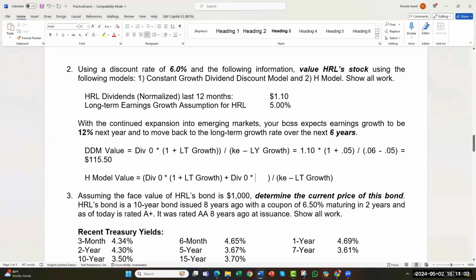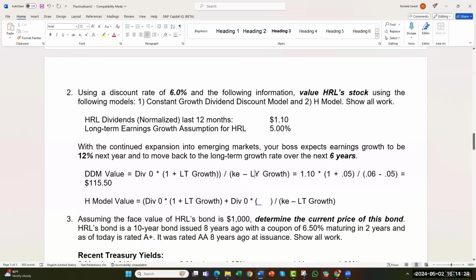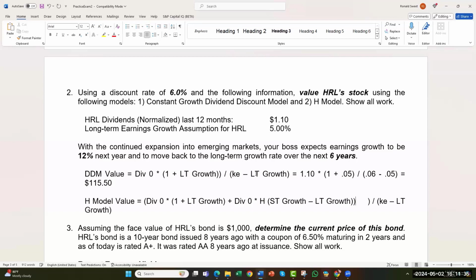Continued expansion in emerging markets. They expect earnings growth to be 12%. That's going to be your short-term growth, moving back to long-term over 6 years. So your H is half of whatever that number is. So you're going to multiply it by 3 times, I'm sorry, dividend 0 times H times short-term growth minus long-term growth. So the same formula, but you just add in this middle section.